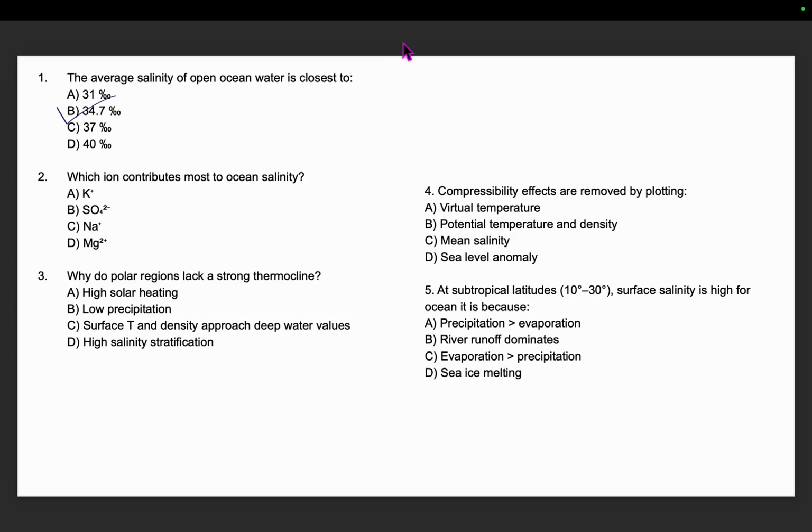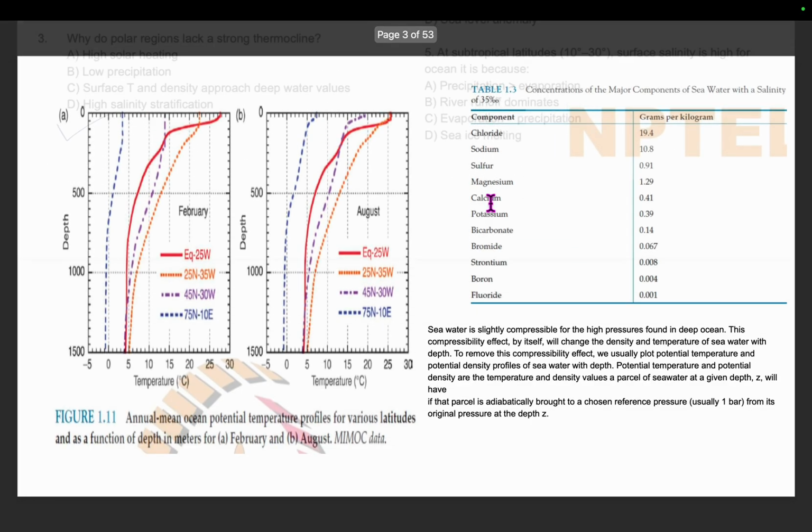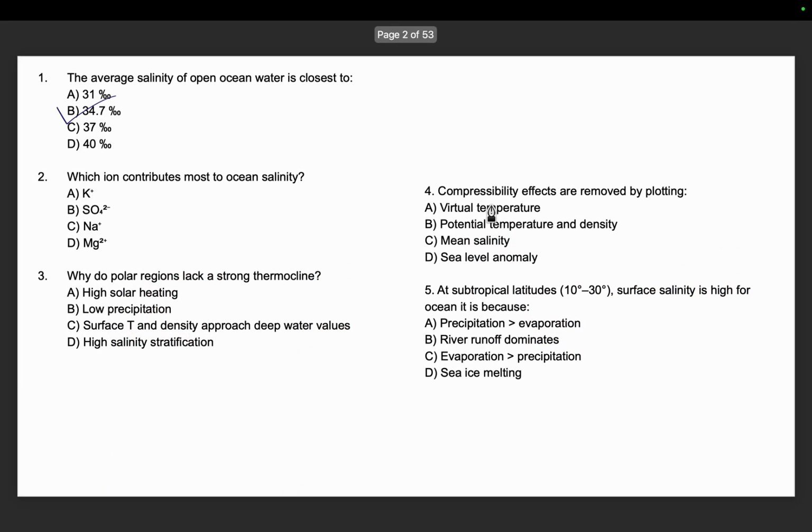All these questions were just from the MCQ, from the material itself, so you can just check the value. What ion contributes most to the ocean salinity? Potassium, sulfate, sodium Na plus, or magnesium Mg2 plus. Yes, sodium contributes most to the ocean salinity.